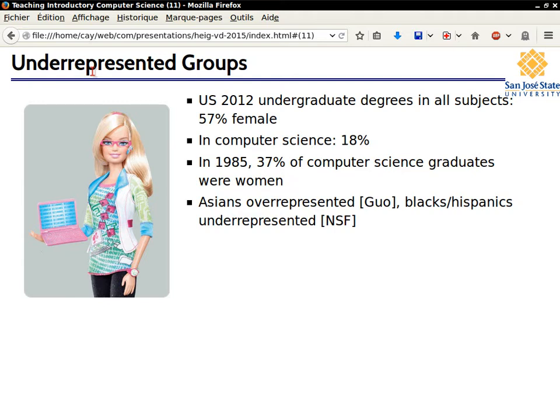And so there are questions: is it attitude or whatever? And to the left, you see computer engineer Barbie. The Mattel Corporation decided that they wanted to do their part to make computer science more attractive for girls, just by creating computer engineer Barbie.